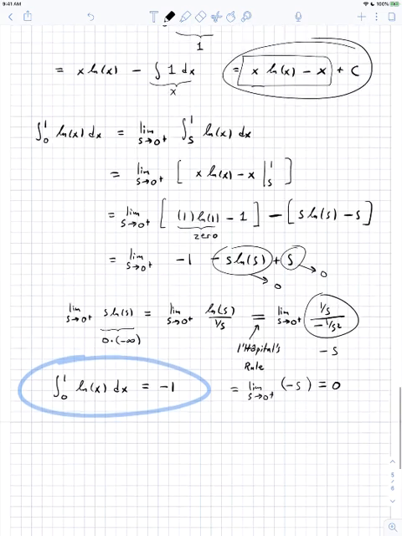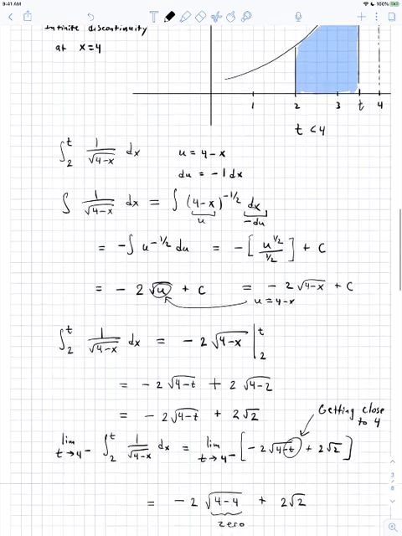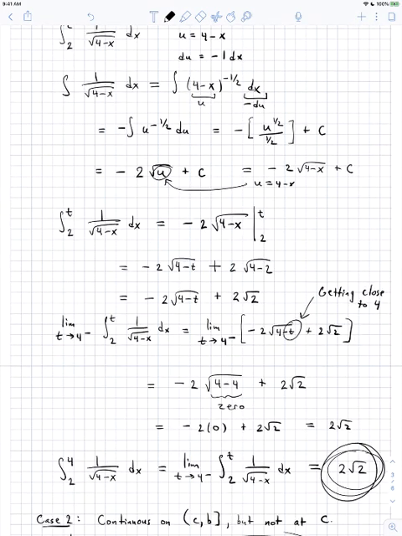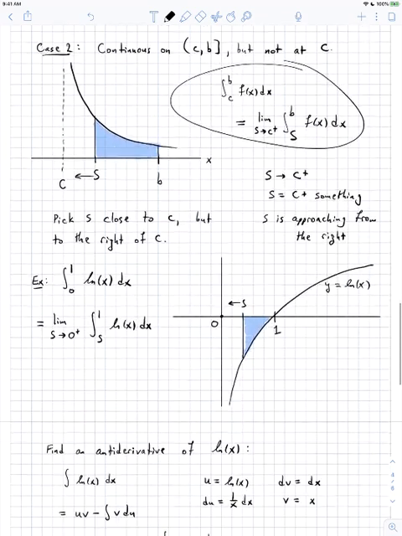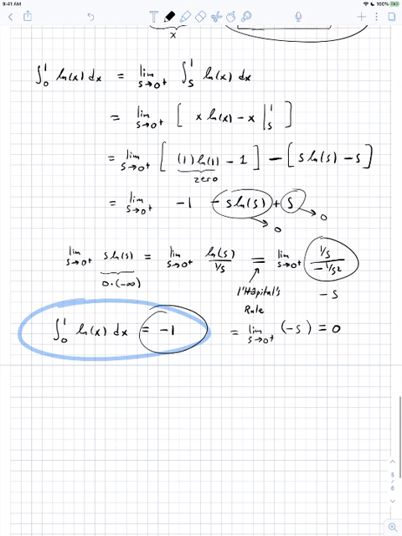Now, in both of these examples we've looked at, we've ended up with finite answers. In our first example, we ended up with a finite area underneath the curve of 2 times the square root of 2. And for this example, we found that the area was 1, so the definite integral was the opposite of that, which is minus 1. Sometimes you won't get a finite answer. Let's look at another example. Let's look at the integral from 0 to 3 of 1 over x squared dx. Now this has an infinite discontinuity at 0.